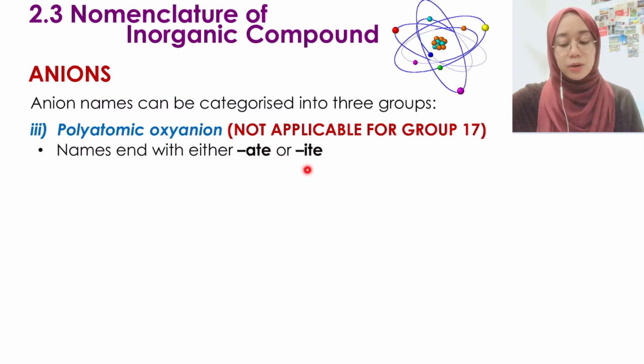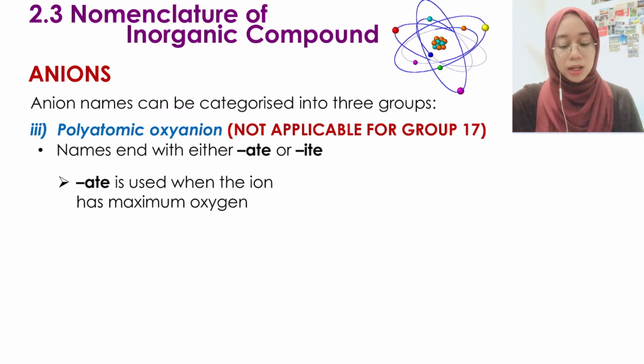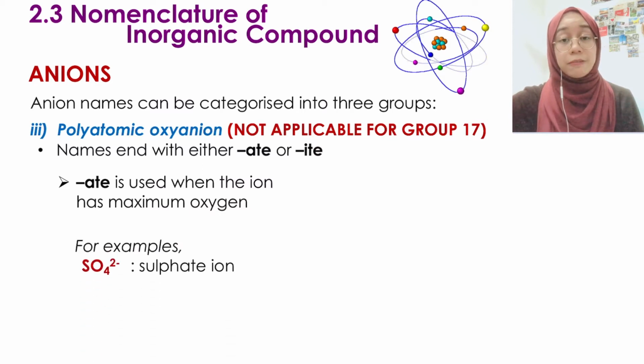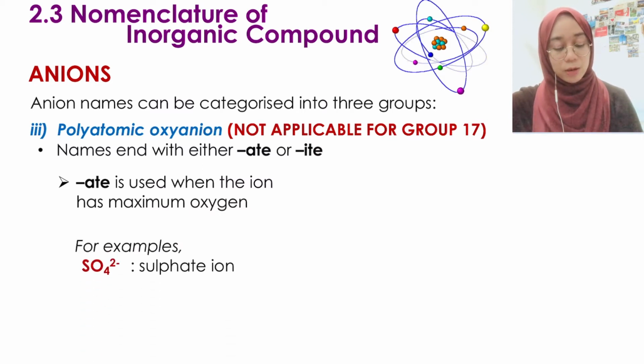ate ataupun ite. Okay, ate ataupun ite. So kalau yang ate ni, it is used when the ion has maximum oxygen. For example, kalau kita ada sulfate ion. Okay, so I think this one kamu familiar with lah. SO4 2-. So again class, be careful with the way you write the formula. SO4 adalah subscript, and then selepas 4 ni baru kamu letak dia punya charge which is the 2-.